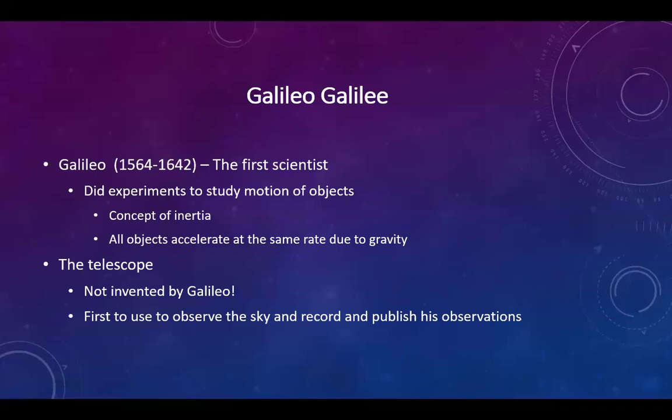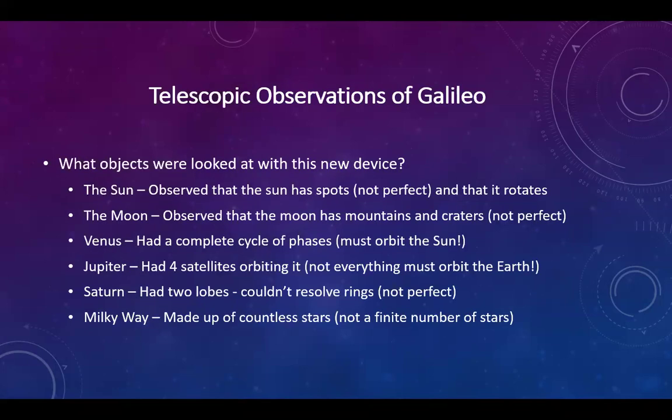And he saw a bunch of stuff that started to poke holes in the geocentric model. He looked at a whole bunch of different things that you could do yourself with a telescope, except for the first one. Don't do that one. He looked at the sun and observed that the sun had spots, so it wasn't a perfect spherical object, and that it rotated.